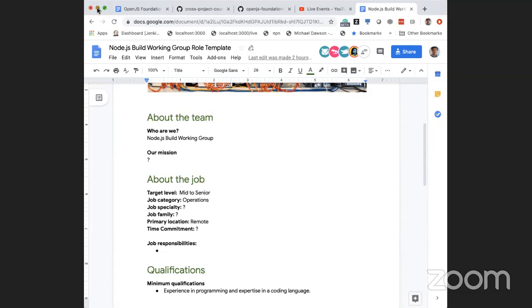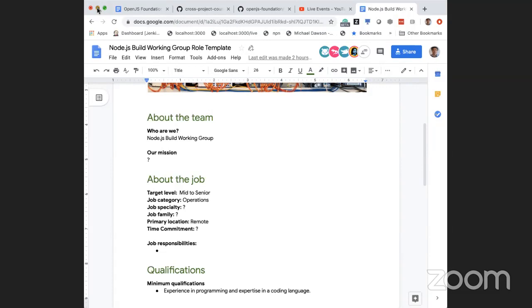About the job, we may want to also change the language from job. I'm going to say role. Yeah, that's fair, because it's not like we're hiring, and you've even got build work group role template at the top. So we've got the target level. I put mid to senior. I don't think that this is necessarily a role that fits for those who are junior, but I'm flexible on that if people disagree with me. For job category, I put operations.